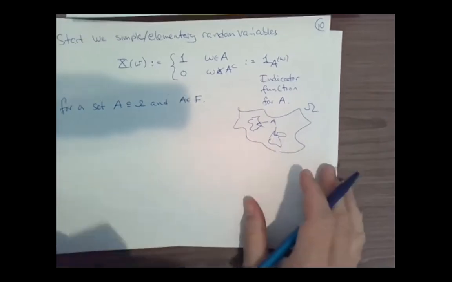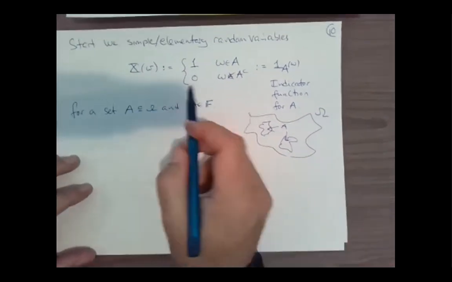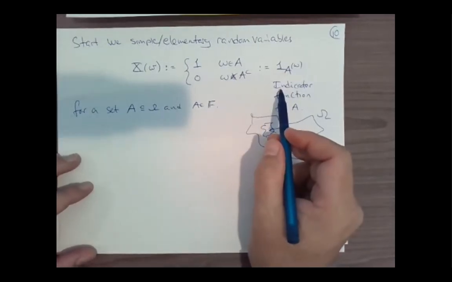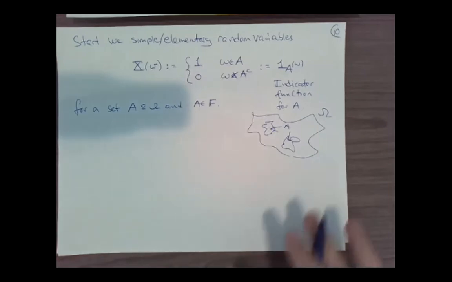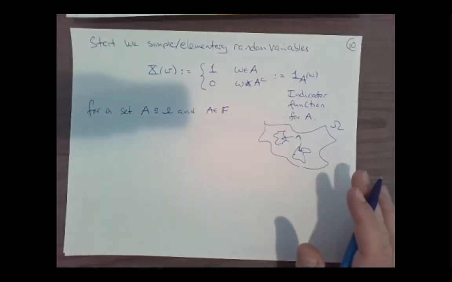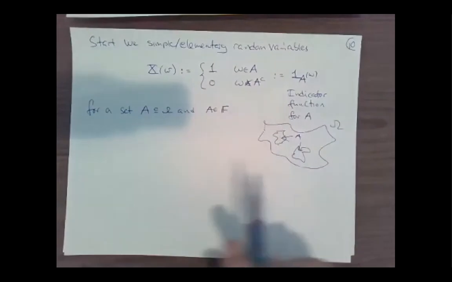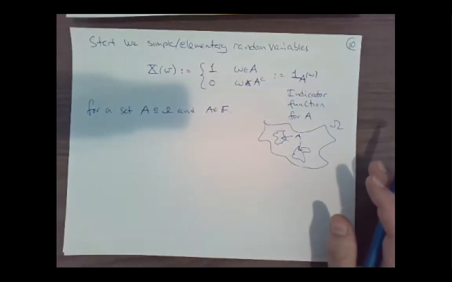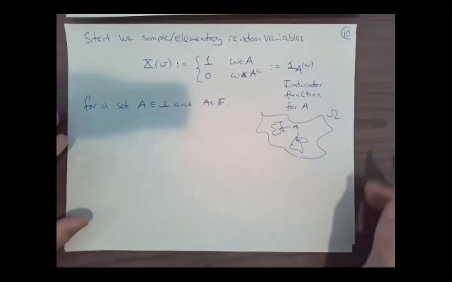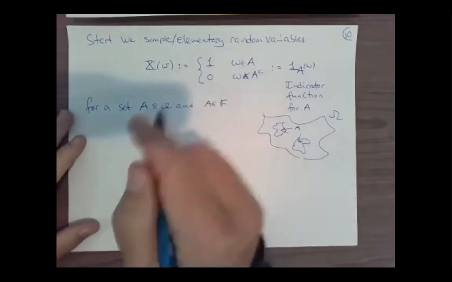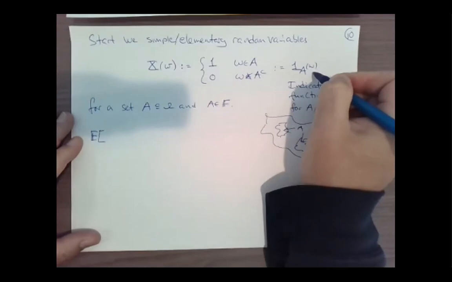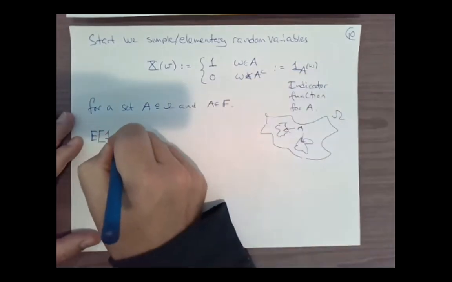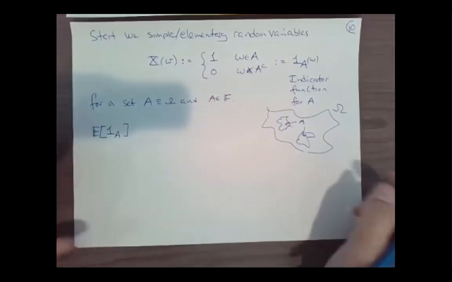And that's my indicator function. So the first thing I need to do, this is the way that one creates the Lebesgue integral, this expectation. The first thing I do is I give meaning to what the expectation is of such a thing. So what is the expectation of an indicator?